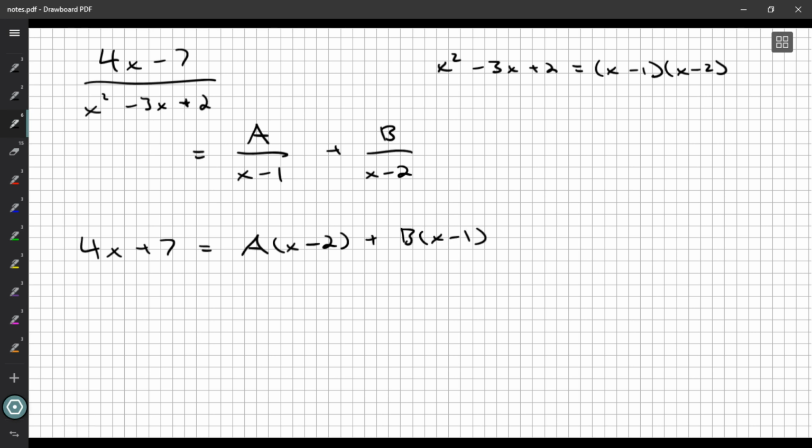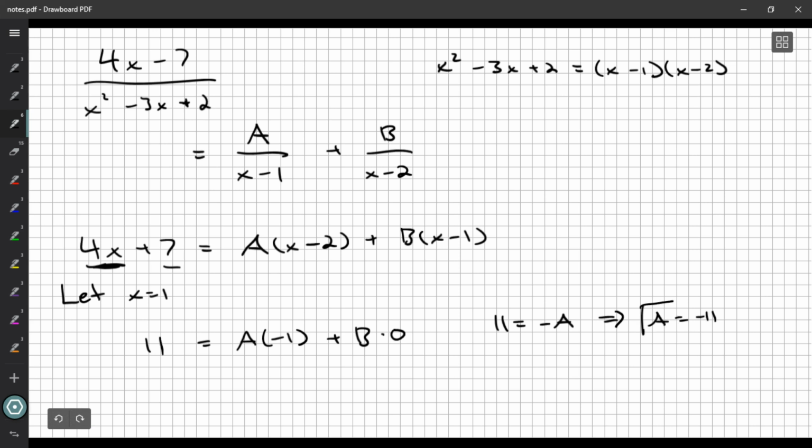You get A times (x minus 2) plus B times (x minus 1) on the one side and 4x minus 7 on the other. We'd like to solve for A and B. What are we going to do? Let's let x equal 1, and that way we can isolate for A. Because we'll get 4 times 1 minus 7 over here. We'll get A times (1 minus 2), which is negative 1, and then B times (1 minus 1). That removes B from the picture. It's being multiplied by 0. So the left side is negative A, and A is negative 11 after solving.